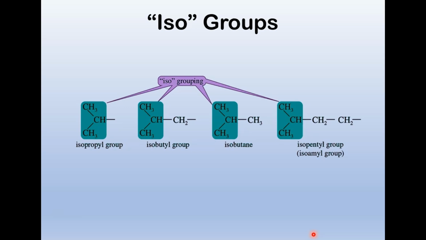All right, what is an iso group? Second carbon in, you have a methyl group. So isopropyl, isobutyl, this is isobutane. Chop that off to make it an alkyl group, then you get isobutyl. Should be a 1, 2, 3, 4, 5 carbons. Isopentyl. Second carbon in, you have a methyl group. That's how you want to think about what iso means.